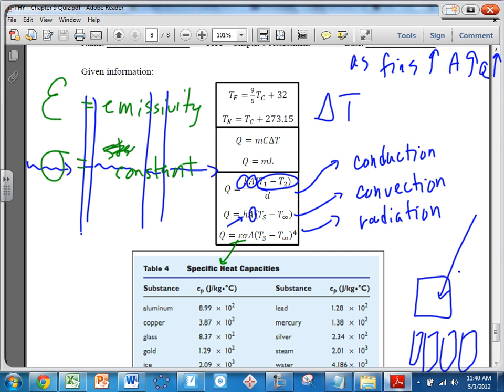Is it Ts minus T infinity to the fourth, or is it Ts to the fourth?